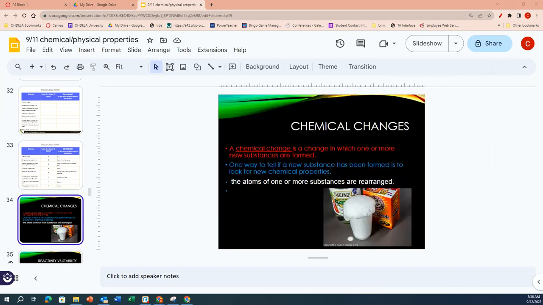So now we're moving on to chemical changes. A chemical change is a change in which one or more new substances are formed. One way to tell if a new substance has been formed is to look at the new chemical properties. The atoms of one or more substances are rearranged.